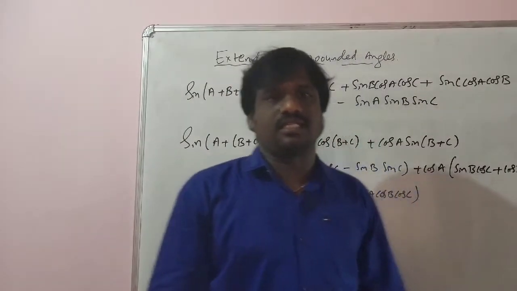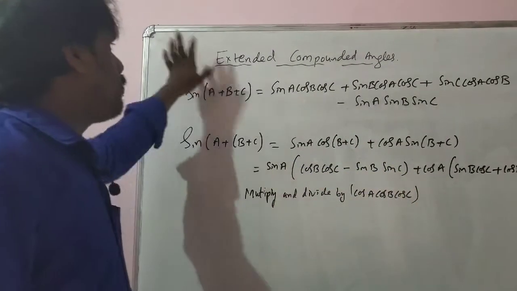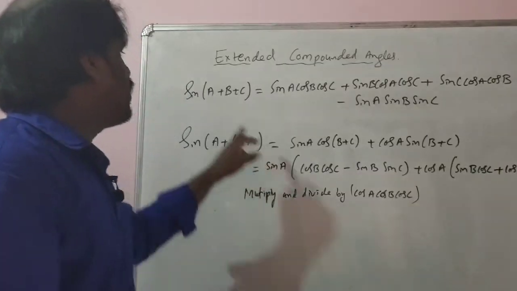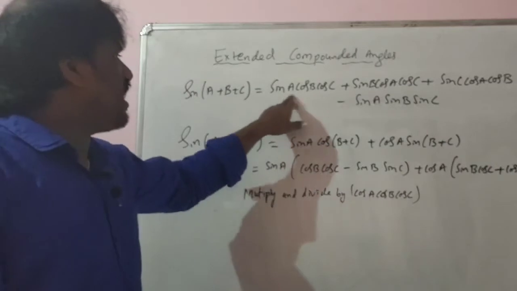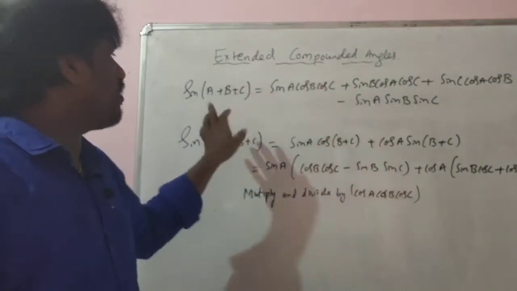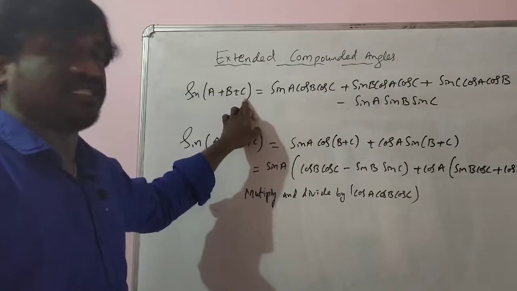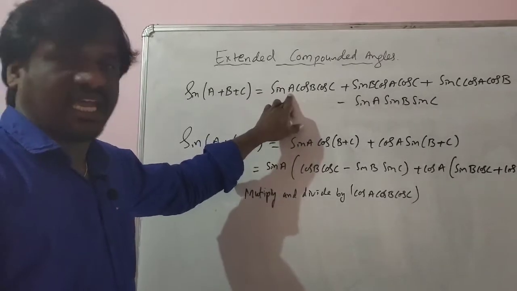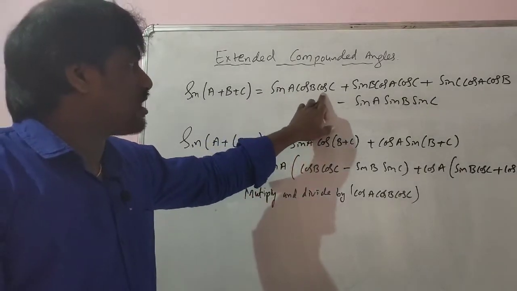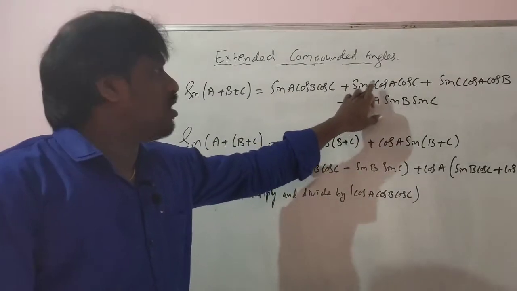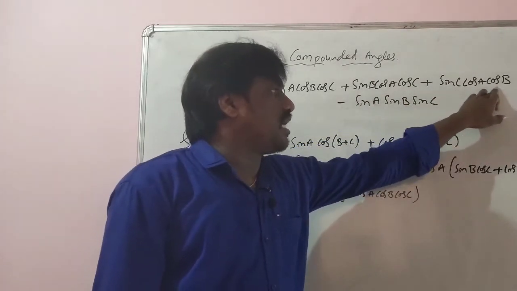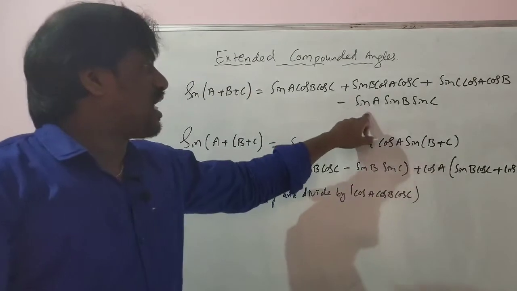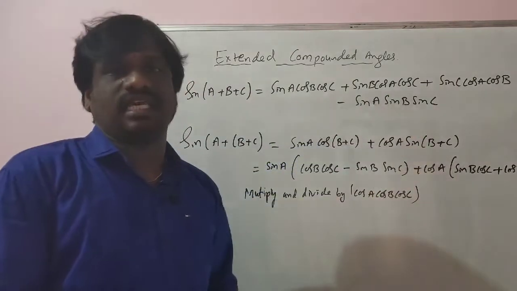Let us start today's lecture on extended compound angles. Sin of a plus b plus c is equal to sin a cos b cos c plus sin b cos a cos c plus sin c cos a cos b minus sin a sin b sin c.